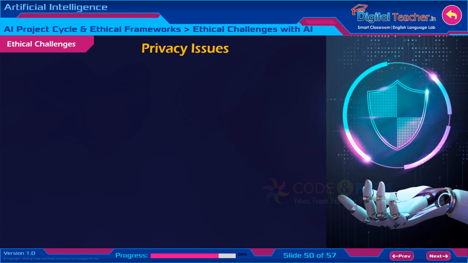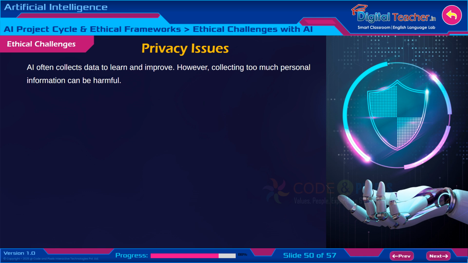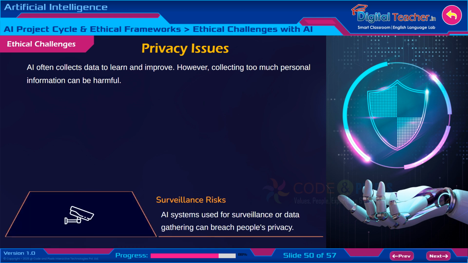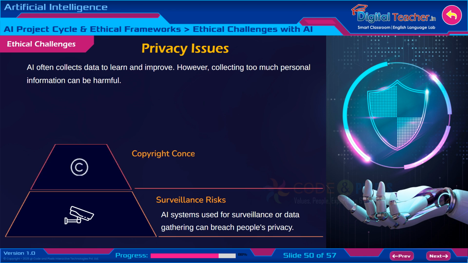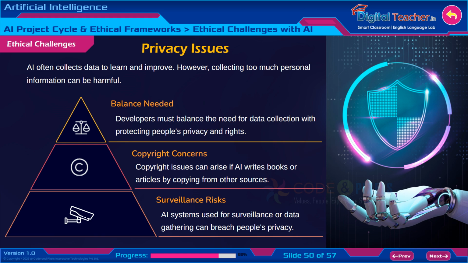Privacy issues. Artificial intelligence often collects data to learn and improve. However, collecting too much personal information can be harmful. Artificial intelligence systems used for surveillance or data gathering can breach people's privacy. Copyright issues can arise if artificial intelligence writes books or articles by copying from other sources. Developers must balance the need for data collection with protecting people's privacy and rights.